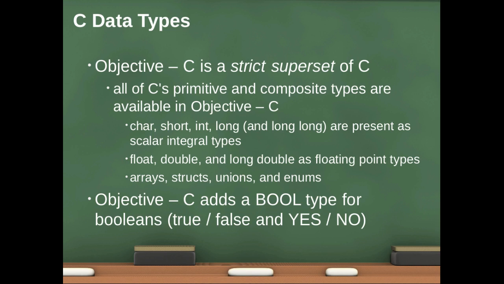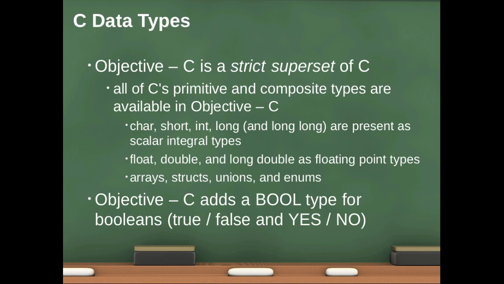But the point is here that all of C's primitive and composite types are available to us within Objective-C. So we have char and short and int and long and even long long, which is strange because it's the same byte size as a long, but it's there for compatibility reasons. All of these integral types, these scalars, are present. We have floats and doubles and long doubles, which is a 16-byte length value. And these are our floating point types. And we also have the composite structures, arrays, structs, unions, and enums from C.